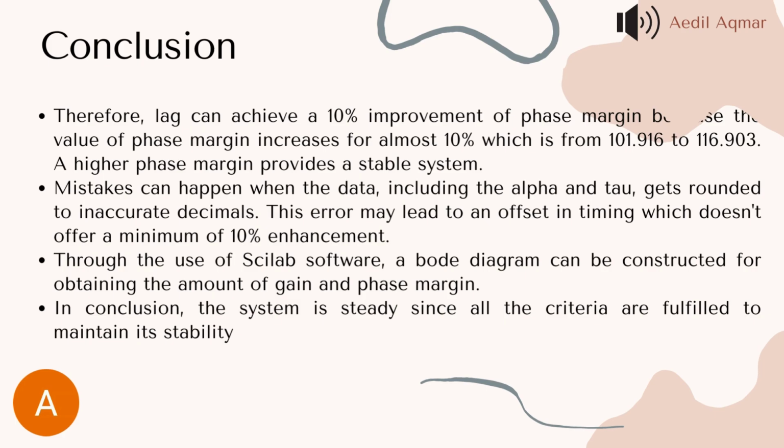Mistakes can happen when the data, including alpha and tau, gets rounded to an inaccurate decimal. This error may lead to an offset in timing, which does not offer a minimum of 10% enhancement. Through the use of Scilab software, a Bode diagram can be constructed for obtaining the gain and phase margin. In conclusion, the system is stable since all the criteria are fulfilled to maintain its stability.